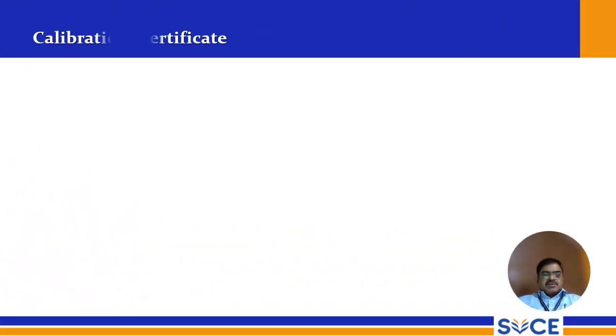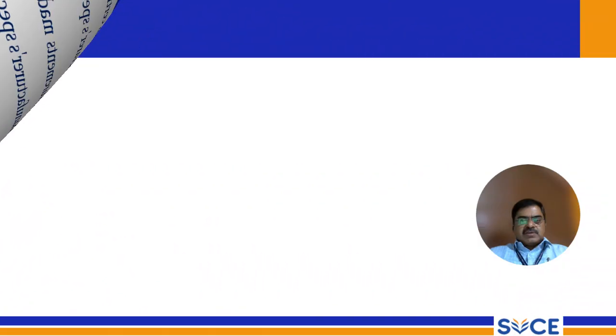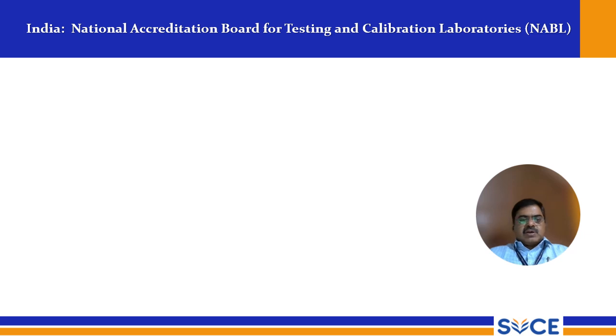So, calibration certificate. A calibration certificate usually states the compliance of an instrument with the manufacturer's specification. So this certificate should be obtained. Measurements made by the instrument being calibrated are compared to the manufacturer's specification. If the instrument is within specification, a statement that the instrument meets the manufacturer's specification at the points tested is made in a conformance certificate. So this is the conformance certificate. Every instrument should obtain this certificate.